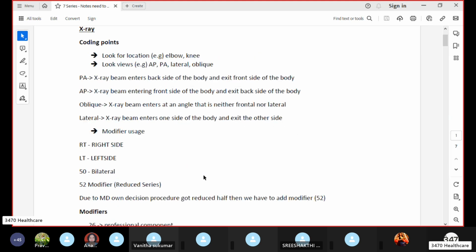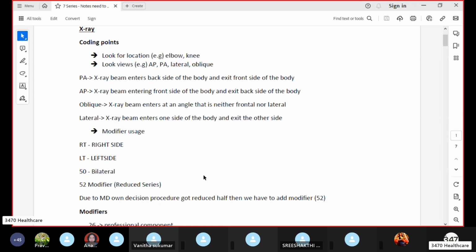And modifiers. Here we'll use modifiers: RT right side, LT left side, 50 bilateral, 52 reduced service. So RT means right side, LT means left side, 50 means bilateral, 52 is the reduced service. Bilateral means both sides. One procedure done on both sides, right and left. That is bilateral.